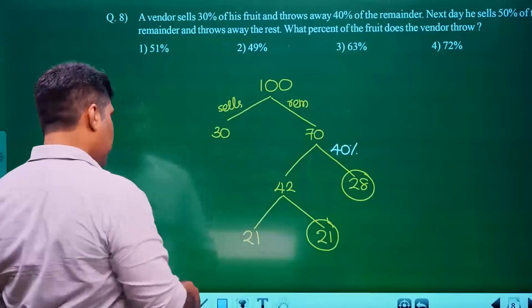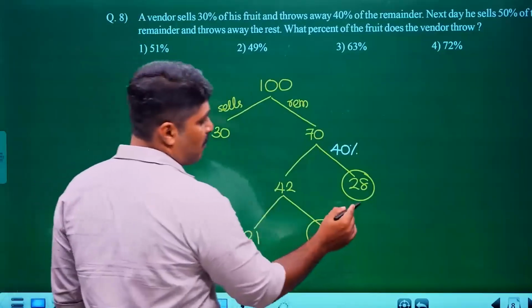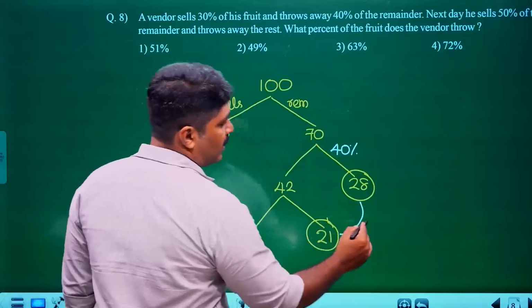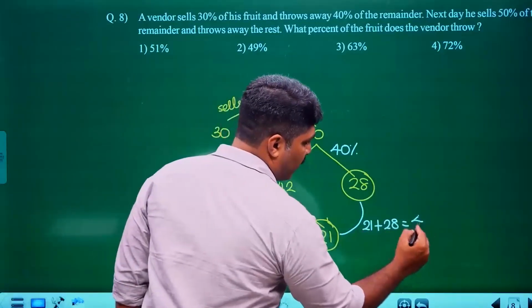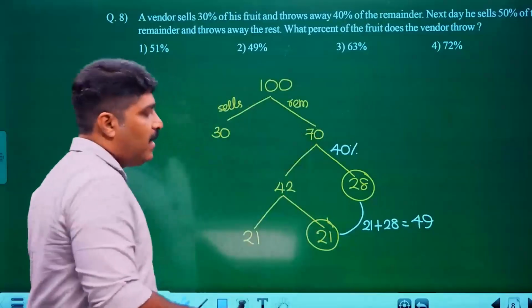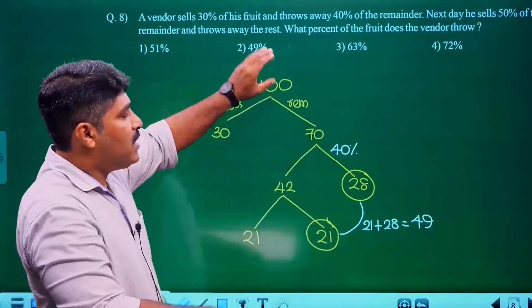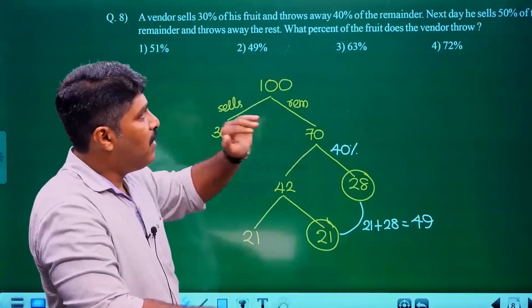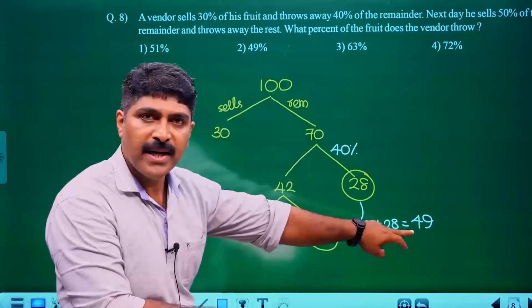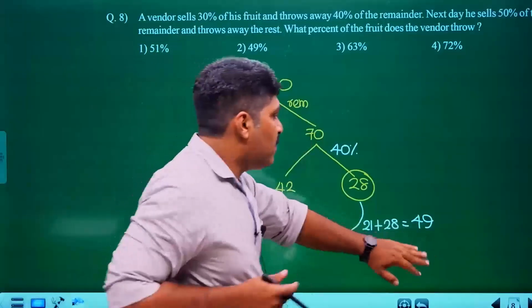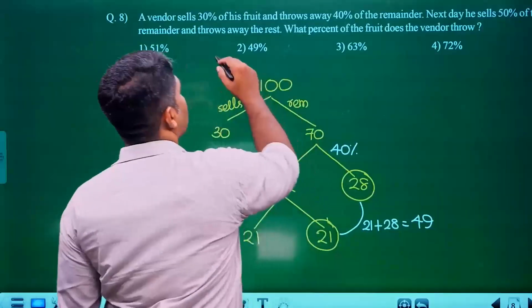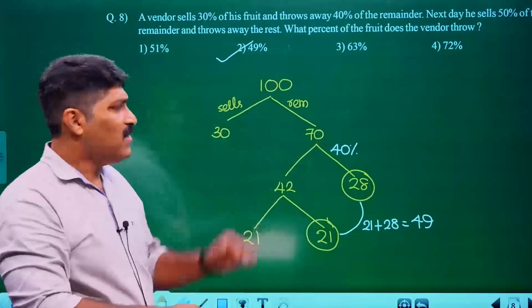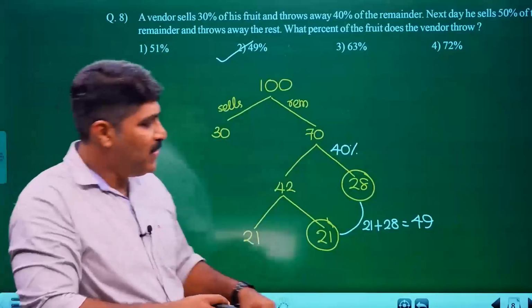So while we are considering these two numbers together, what is the total number of fruits he throws away? That is 21 plus 28, which is equal to 49. So that means if the total number of fruits is 100, the number of fruits he throws away is 49. So this 49 is nothing but 49% of 100. So therefore our answer is 49%. That's a simple way of approach towards such a question.